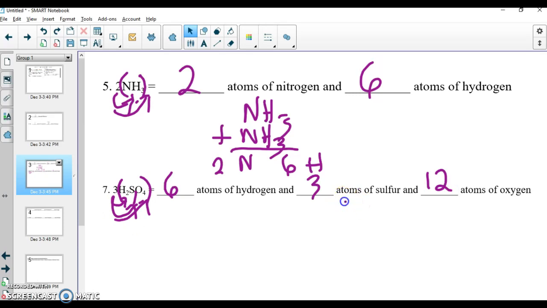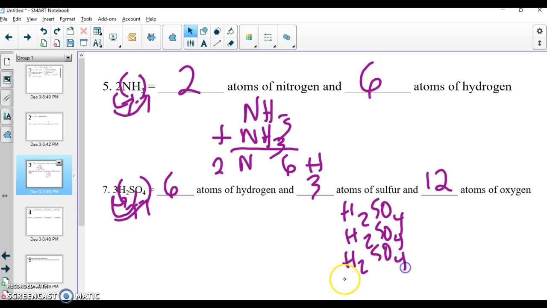Now, if you want to, you can do H2SO4, H2SO4, and H2SO4, and add those together, which would again give you 2 plus 2 plus 2, which would give you 6. Sulfur, sulfur, sulfur, which would give you 3, and then 4, 4, and 4, which would give you 12 atoms of oxygen.